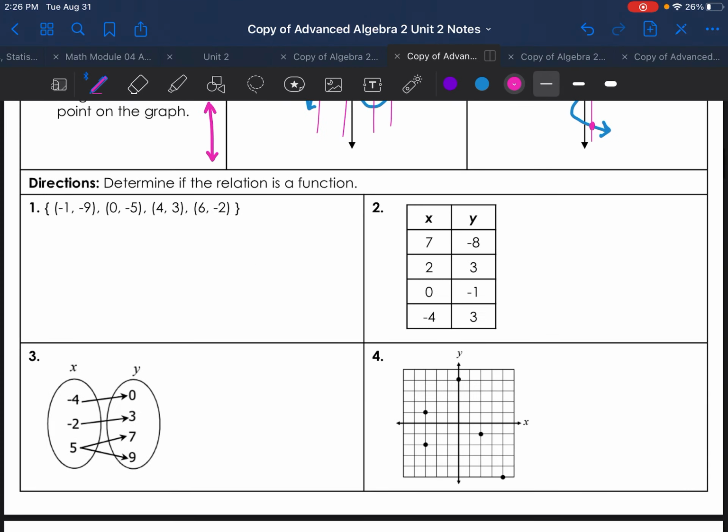So I want you to pause the video and I want you to attempt questions 1 through 4. Just write yes or no. Yes, it is a function, or no, it is not a function.